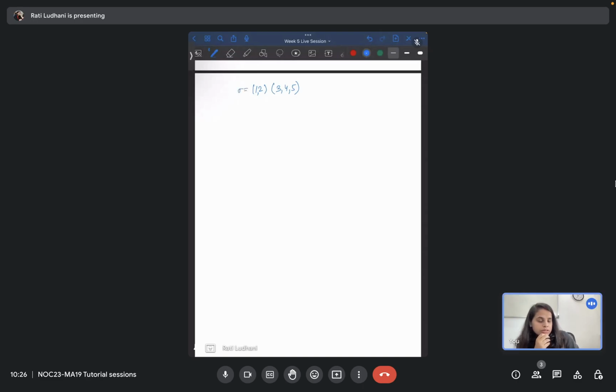So let's say this is the sigma. What we are doing is, you have 1 2 3 4 5. Inverse is basically, okay, I'll just write it once. So 1 is going to 2 and 2 is going to 1. 3 is going to 4, 4 is going to 5, and 5 is going to 3.